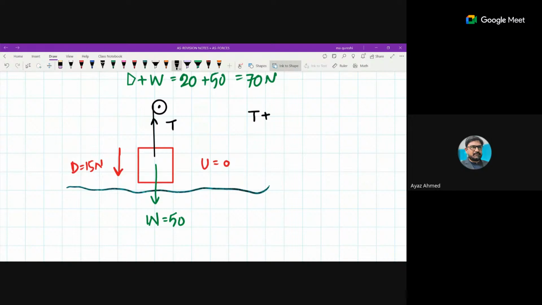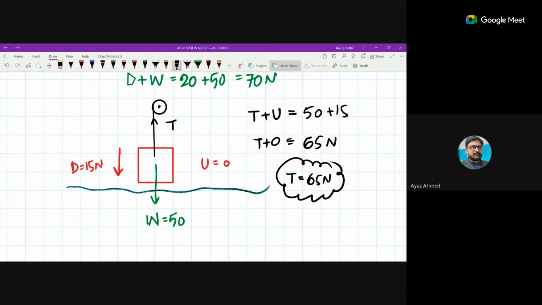Tension plus upthrust equals 50 plus 15. Your upthrust is zero, so the entire tension is how much? 65 Newton. Is this point clear to you? Yes, sir, clear.